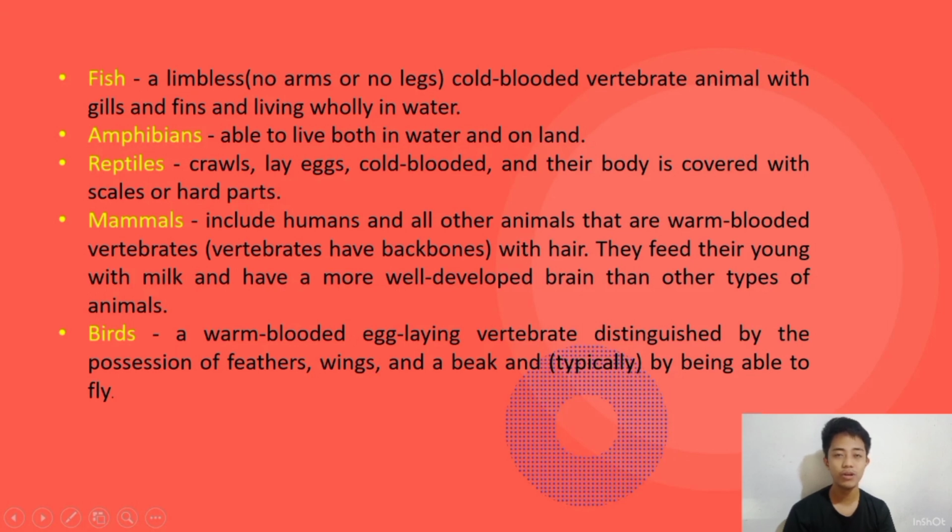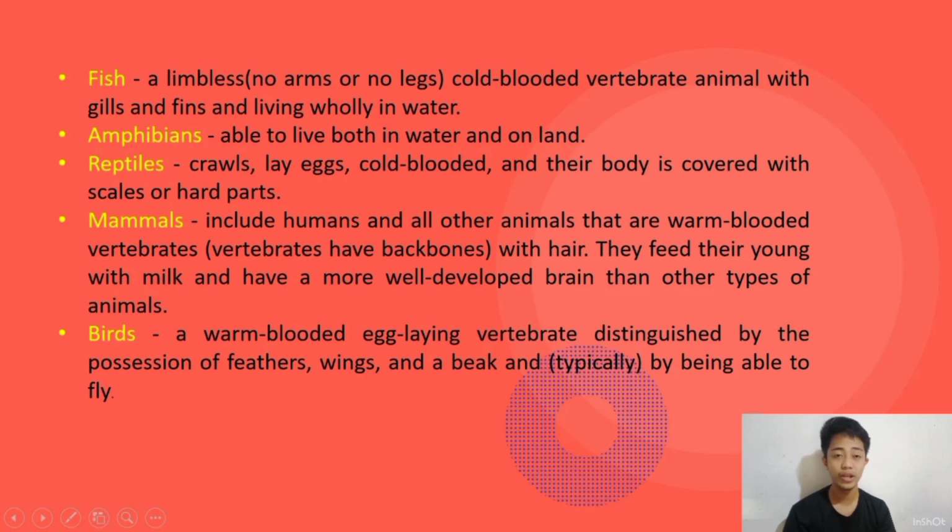And also reptiles. These are animals that crawl, lay eggs, are cold-blooded, and their body is covered with scales or hard parts. And also we have mammals. This includes humans and all other animals that are warm-blooded vertebrates with hair. They feed their young with milk and have a more well-developed brain than other types of animals.